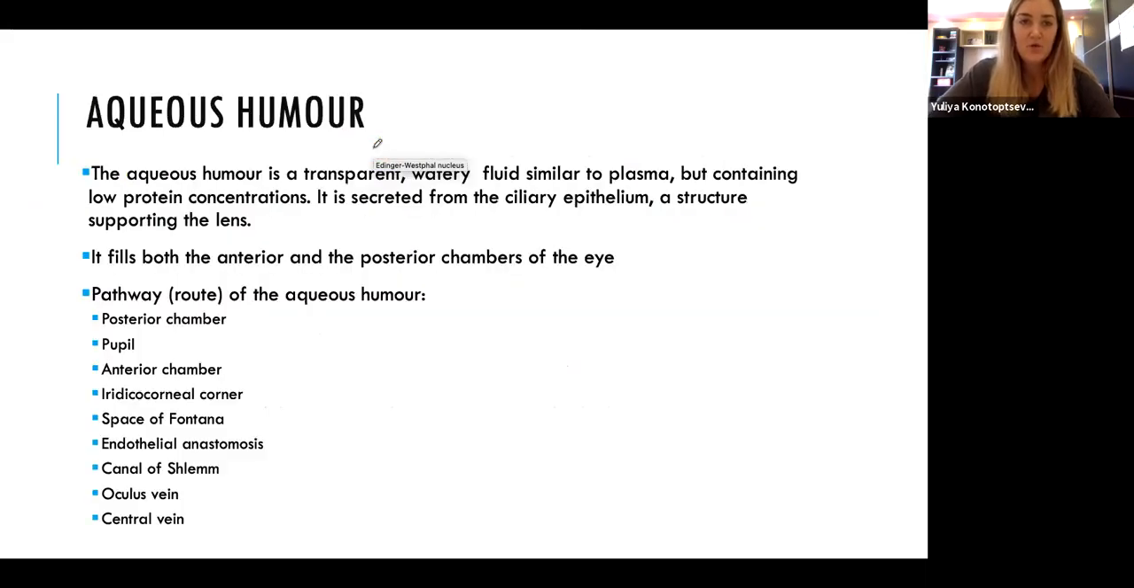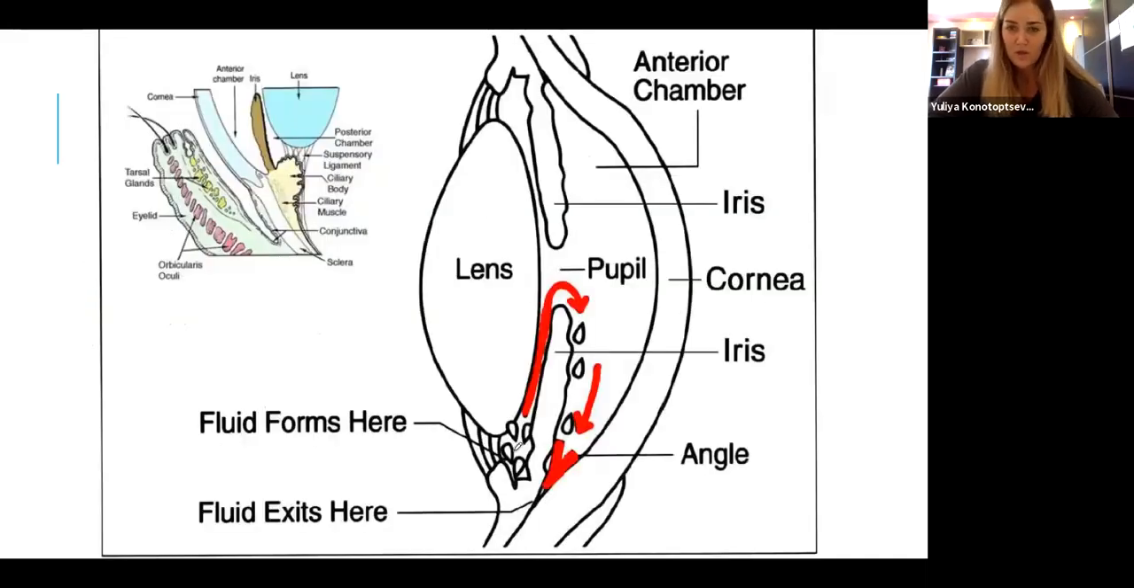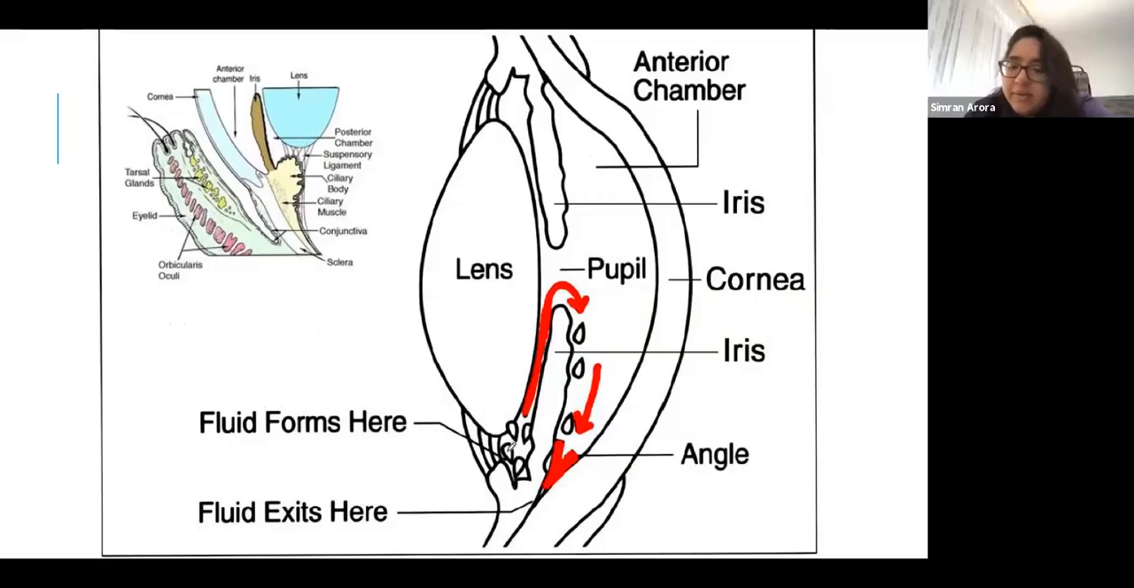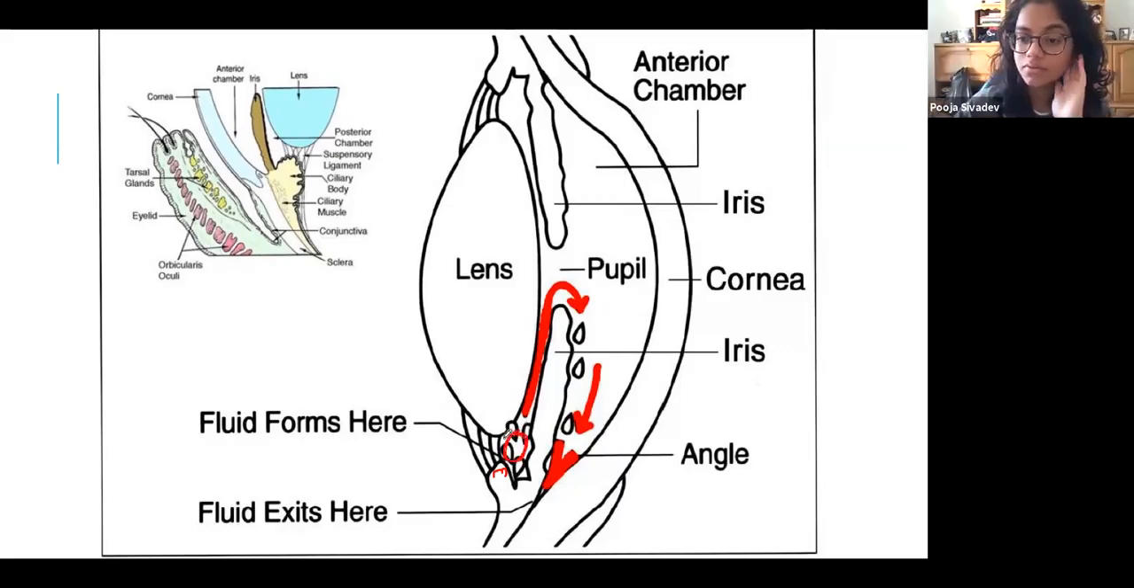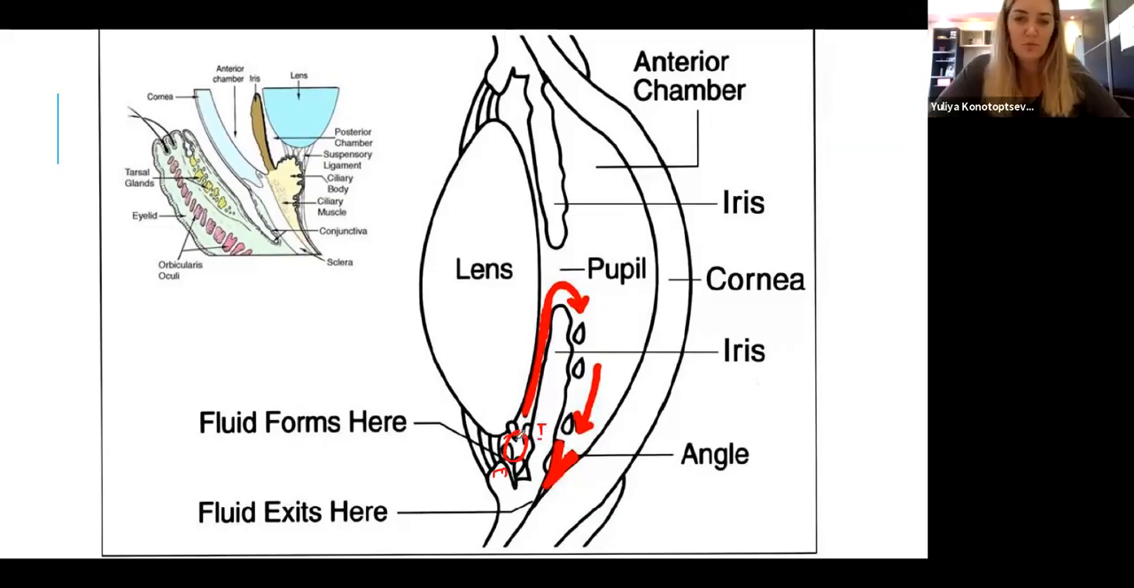Okay, aqueous humor. So, very important question, what is the pathway? So where exactly is it produced and how does it flow? So let's start. Okay, so who makes aqueous humor? Ciliary body. Ciliary processes of the ciliary body, right? They're going to be somewhere here. So ciliary processes are going to be secreting the aqueous humor and putting it into this chamber right here. Which chamber is this? Posterior chamber. Posterior chamber, between the iris and between the lens itself and ciliary body as well.